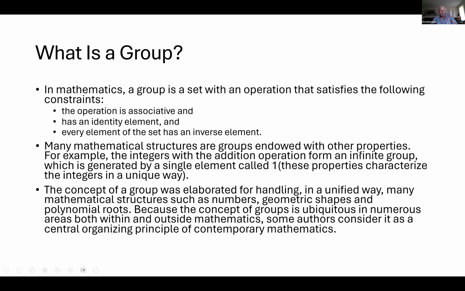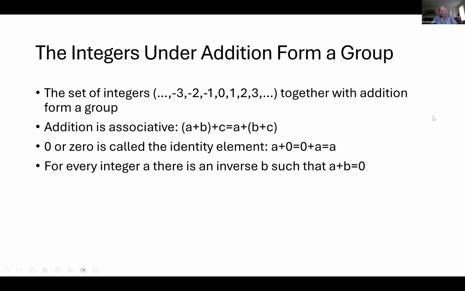A lot of mathematical structures are groups that are endowed with other properties. So for example, the integers using addition form an infinite group, which is generated by a single element called 1. 1 is the identity element. And this concept of a group was elaborated for handling in a unified way many mathematical structures, such as numbers, geometric shapes, polynomials, roots, and so forth. And because the concept is so ubiquitous within and outside mathematics, some people consider it as the central organizing principle of contemporary mathematics. So let's take a look here.